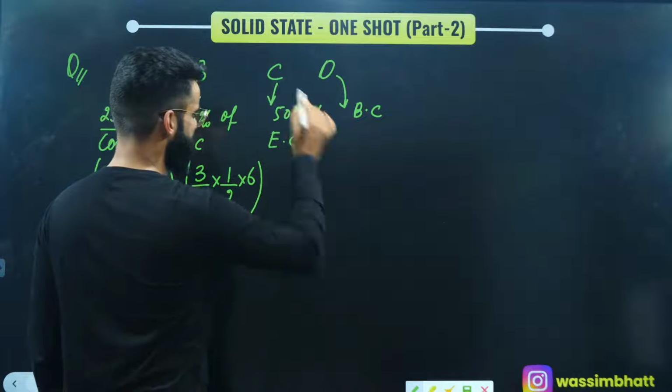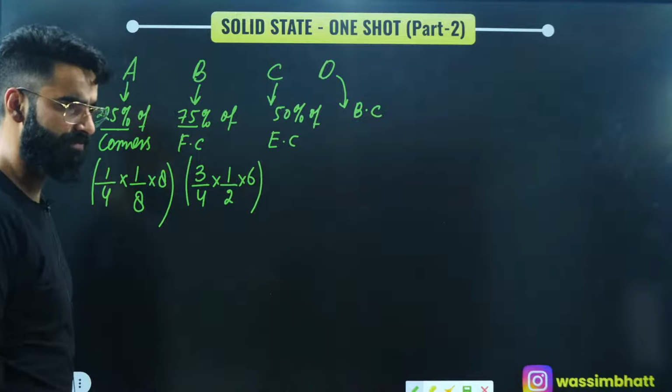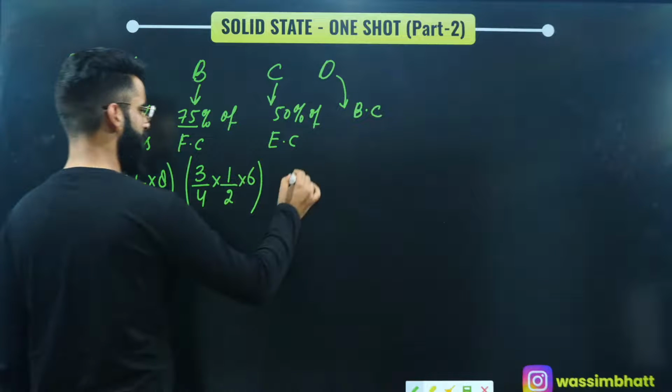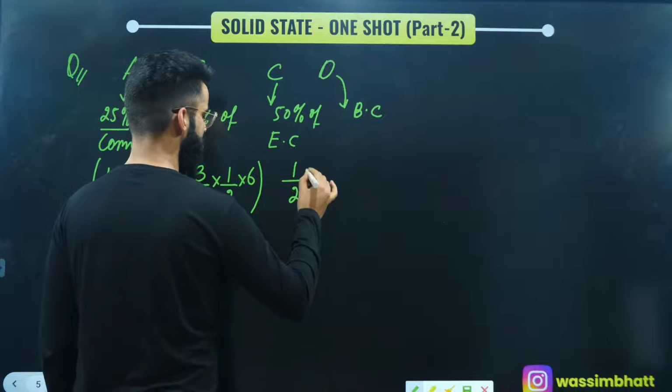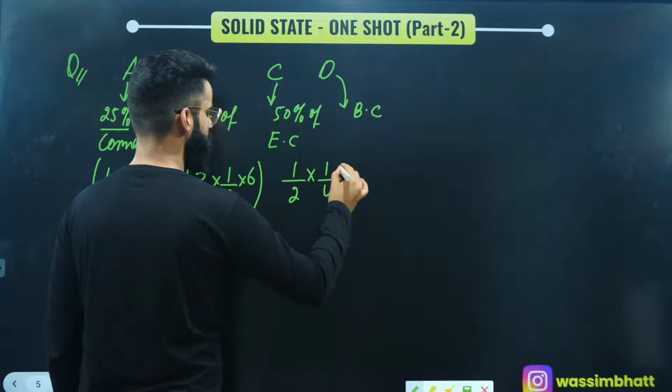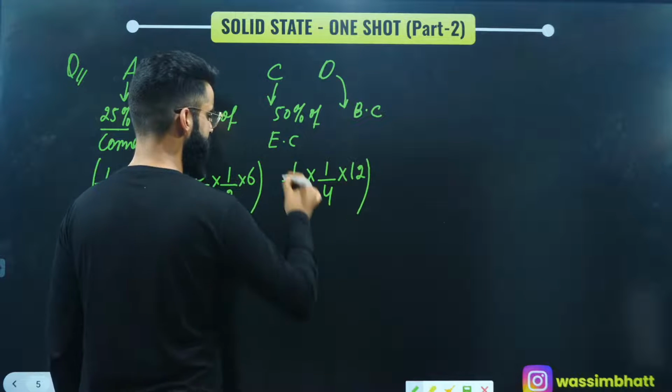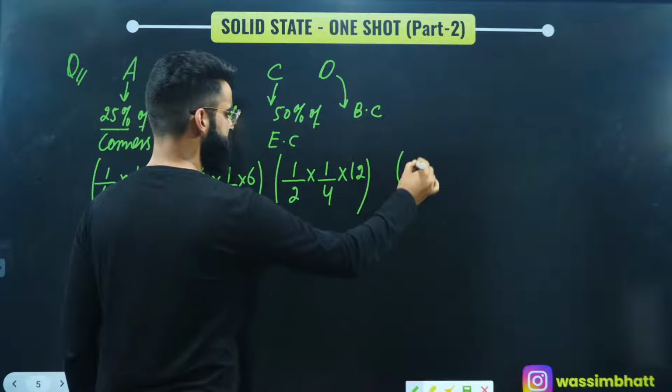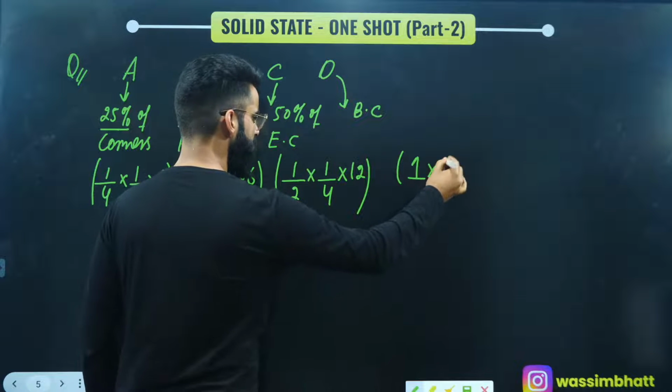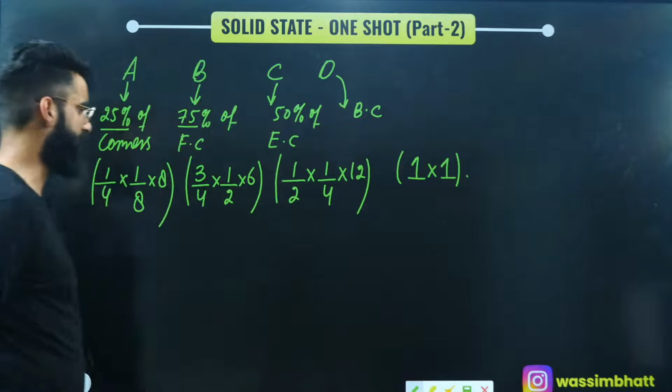C particles are present at 50% of edge centers, right? 50% means 1/2, half. Edge center contribution is 1/4. Total there are 12 edge-centered particles, right? D particle is present at the body center, contribution is 1. Total there is 1 such particle, right?